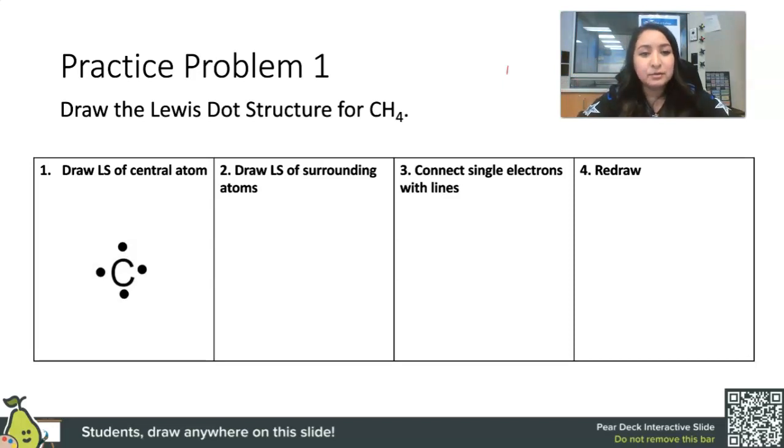All right, now on step number 2, I want you guys to go ahead and draw the Lewis structure of the surrounding atoms. So now add in the H's. Go ahead and pause. Mind you, I'm going to be checking your work, now that I put you on student pace. So go ahead and pause, that way you have time to draw.